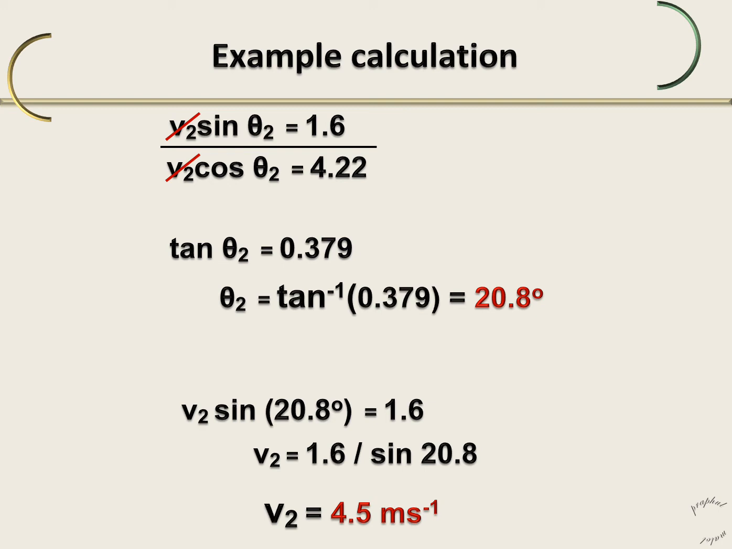Remember, if there are two unknown things, you need two equations. But if there is only one unknown quantity, you can do it with one equation, just horizontal or vertical.